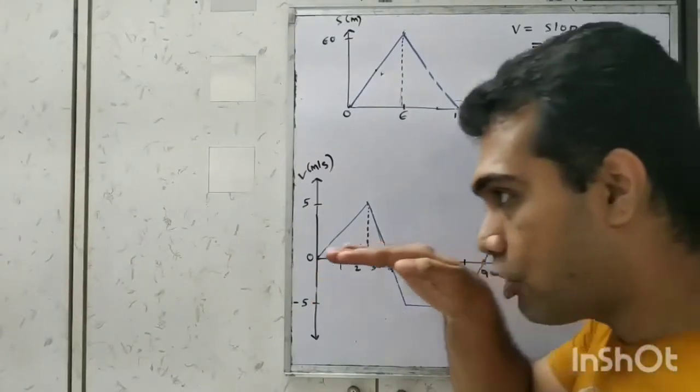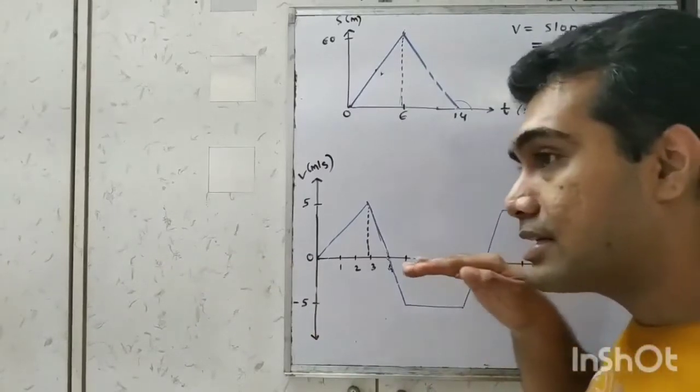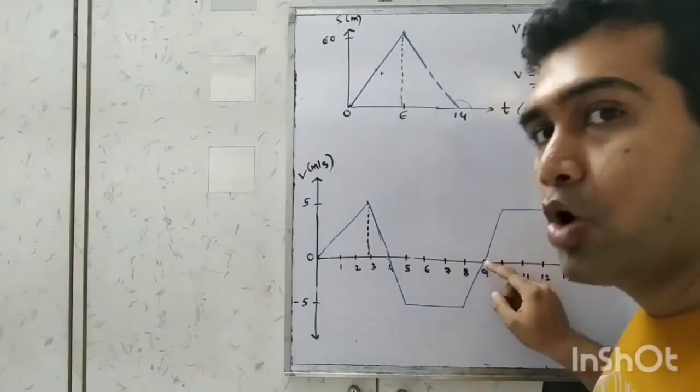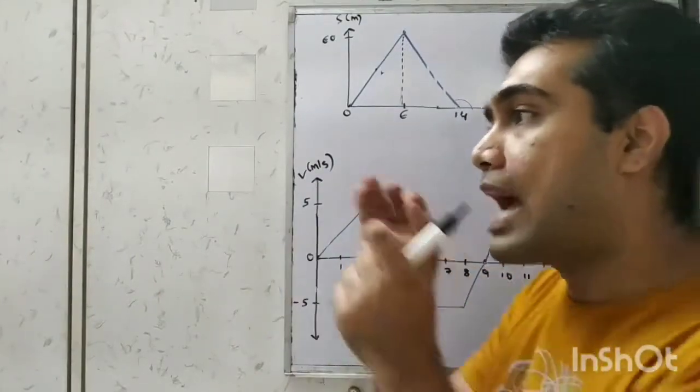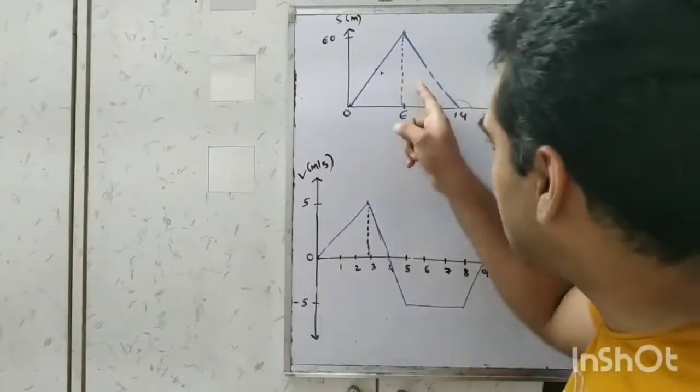Then it moved with a uniform velocity, which is a horizontal line. Then again it started decelerating and came to a stop. That is why it's touching the x-axis. When a VT graph is touching the x-axis, it means for that moment it has come to a stop. It doesn't mean it has come back to the origin. That happens in an ST graph.